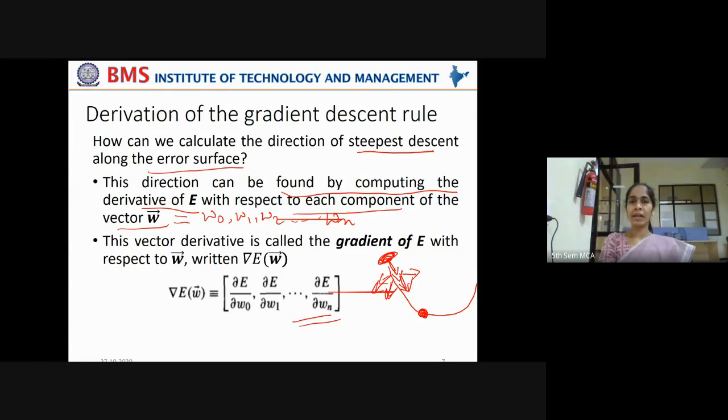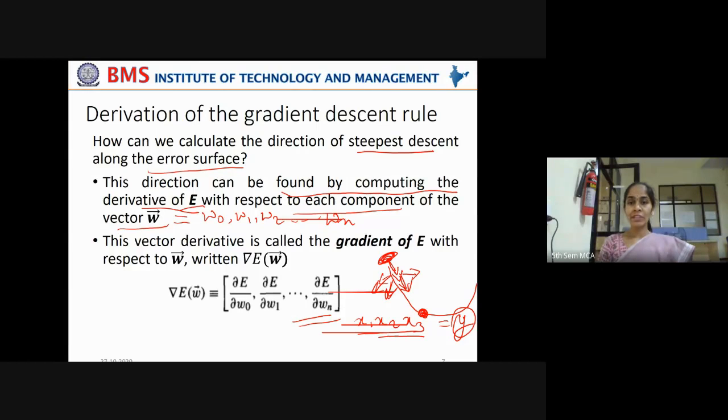Now this direction of steepest descent can be found by computing the derivative of E with respect to each component of the vector W bar. What is a derivative? A derivative is studying the impact of one variable with respect to another variable, right? Studying the impact of independent variables on dependent variables. Say x1, x2, x3 are independent variables, and these help us determine the dependent variable, that is the prediction. If it is classification, yes or no. If it is a continuous variable, something like the sale price of a house or weather forecast for the next 2 days, that is y. That is called the dependent variable.